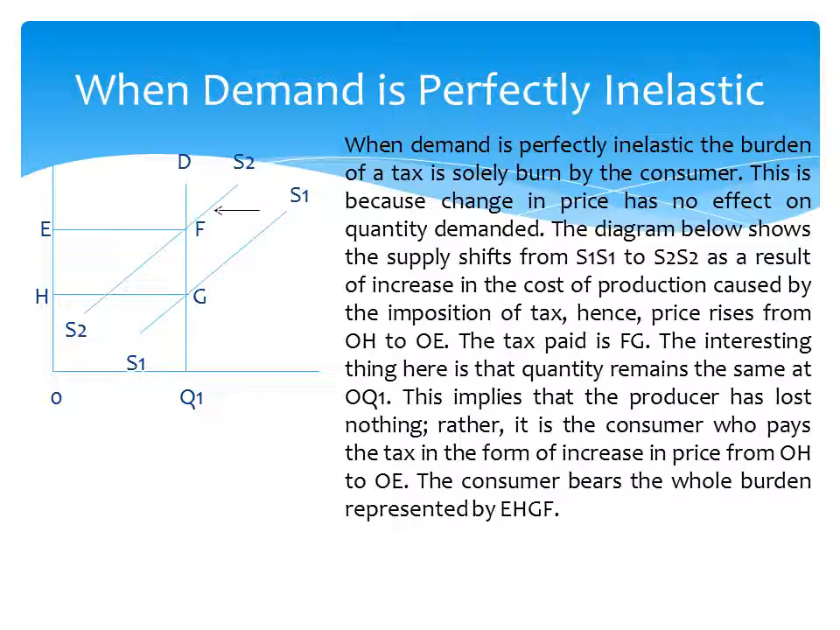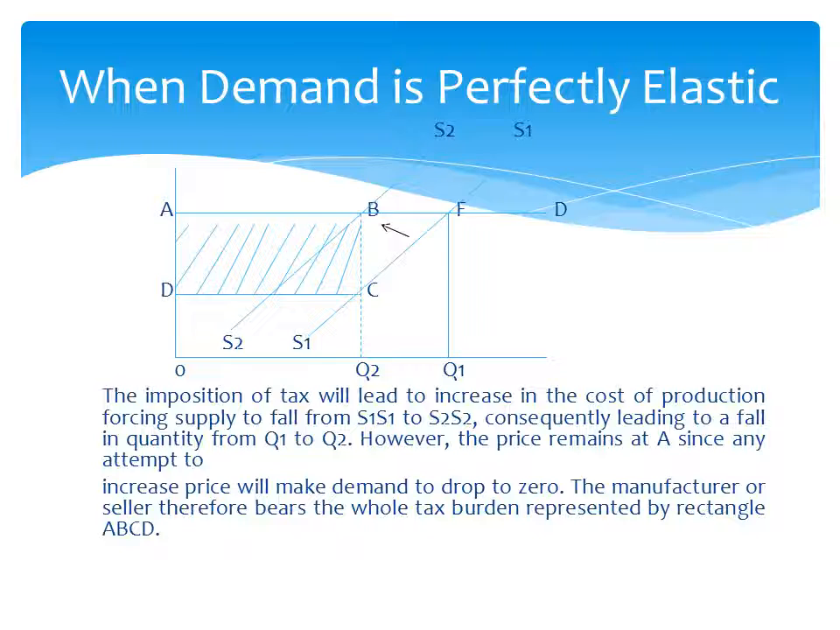EHGF. Number 2. When demand is perfectly elastic. When demand is perfectly elastic, the burden of tax is borne by the producer. This is because the producer will have to reduce his price to sell more, as increase in price will lead to drastic fall in the quantity demanded.